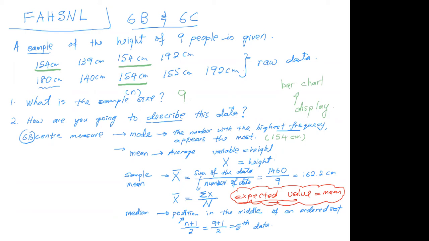So if you arrange this, what is the value of the fifth data? You can arrange from big to small or small to big, up to you. So if I arrange, I have 139, 140, 154, 154. So the fifth one is 154 because this is up. All right. So the median is 154 cm.